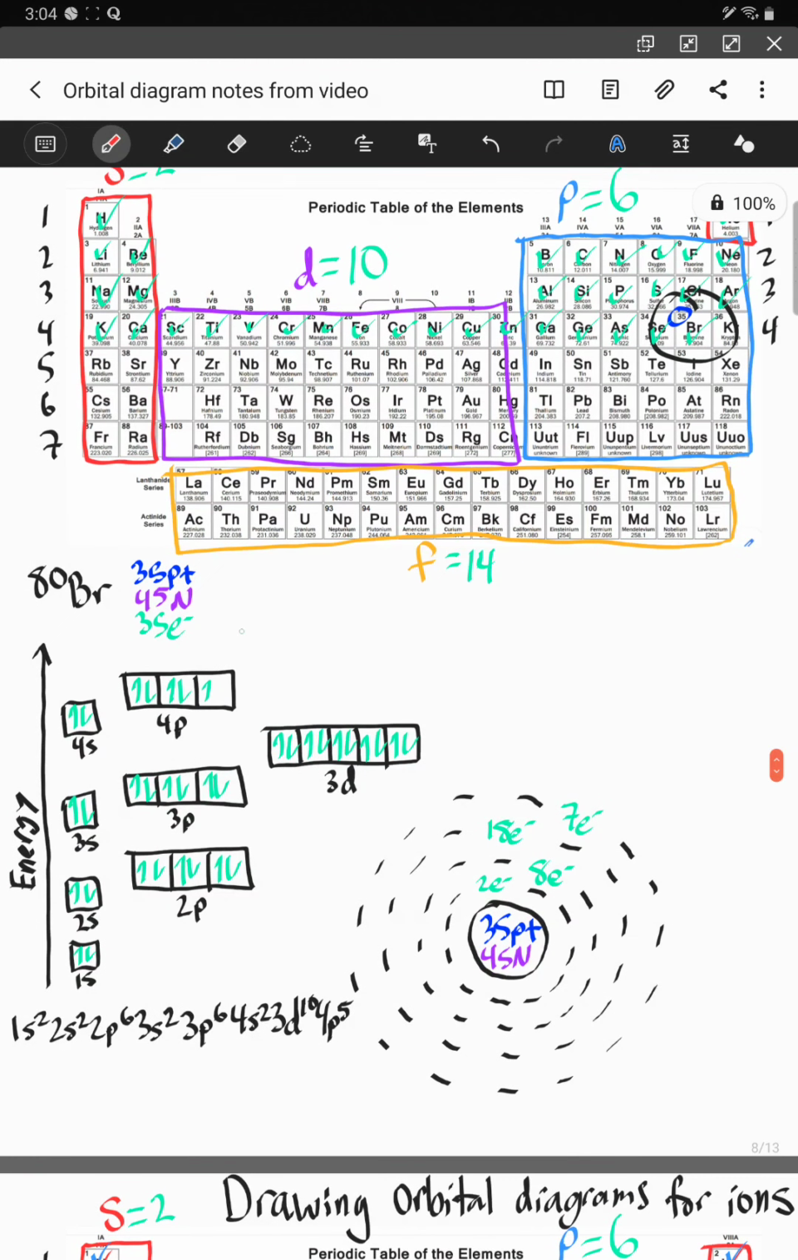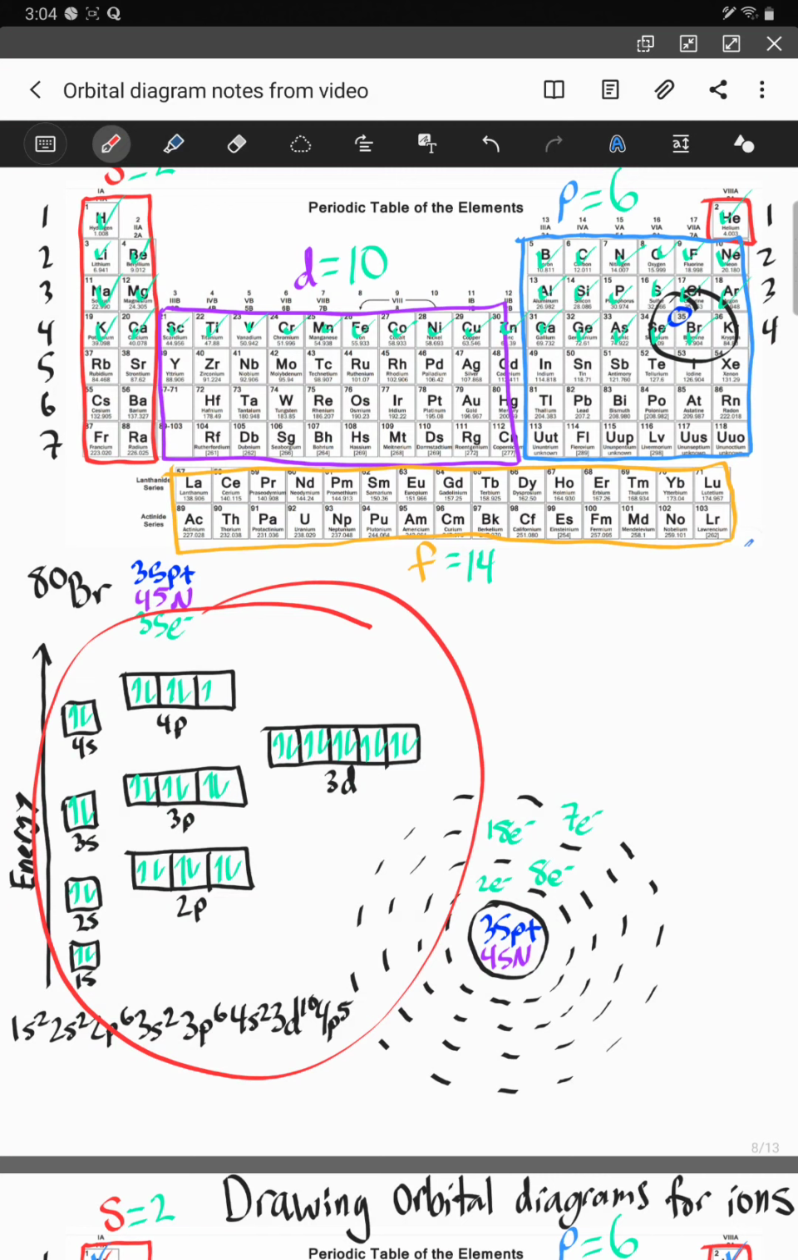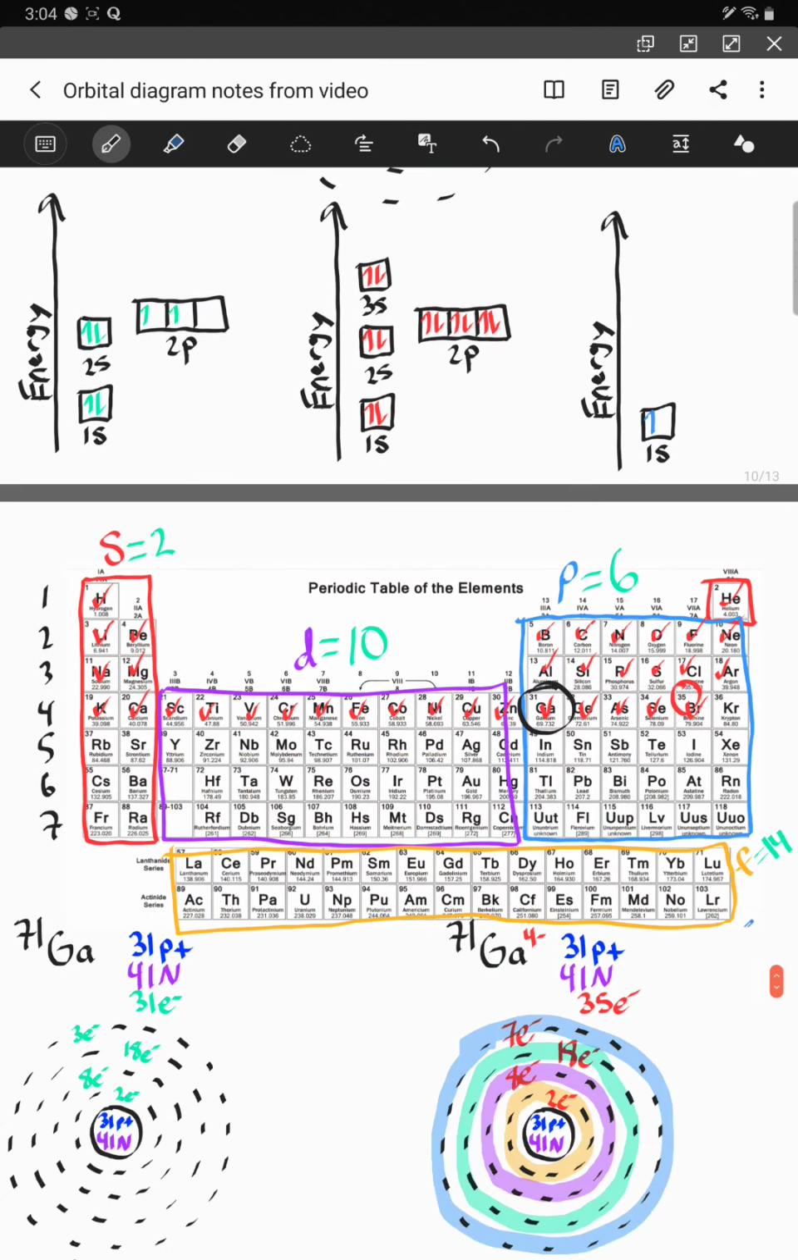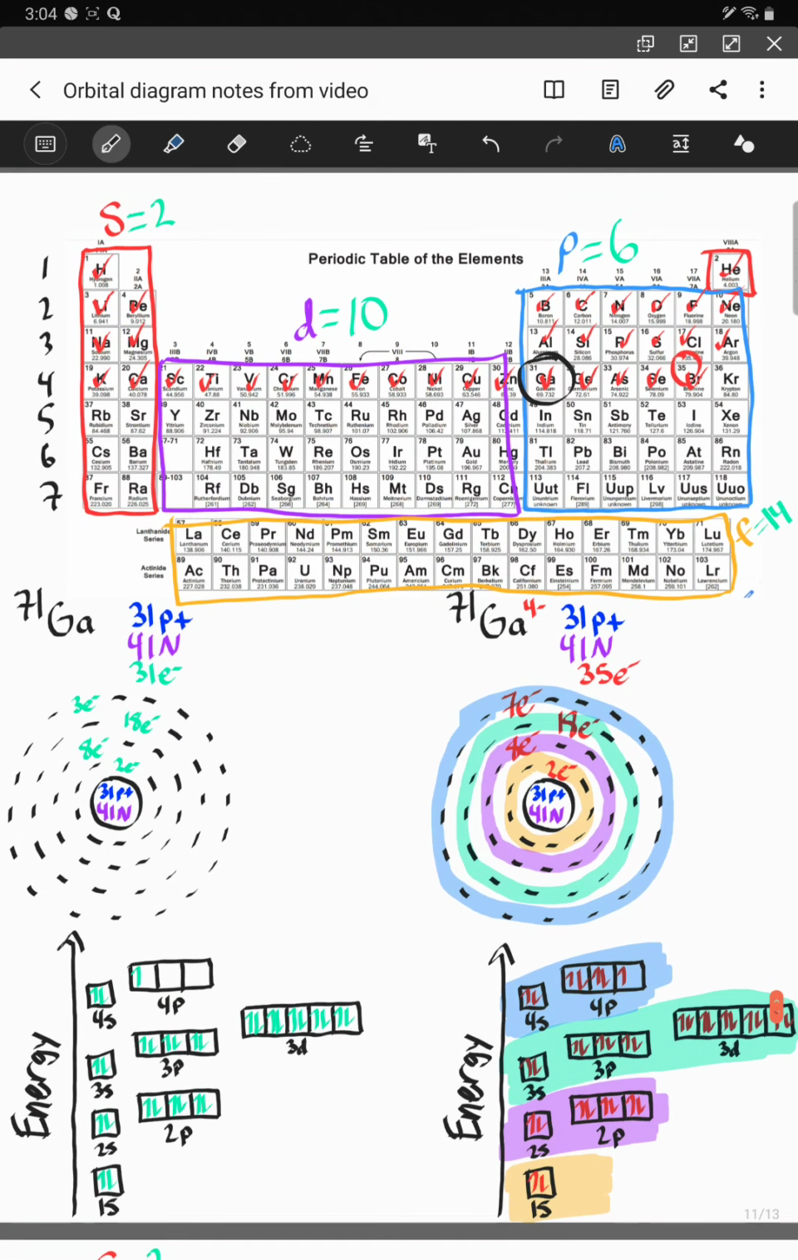And then, wow, it looks very similar. In fact, it looks the exact same. So the orbital diagram for bromine is the exact same as the orbital diagram for gallium with a -4 charge. So keep that in mind. That'll be a valuable way to double check your work.